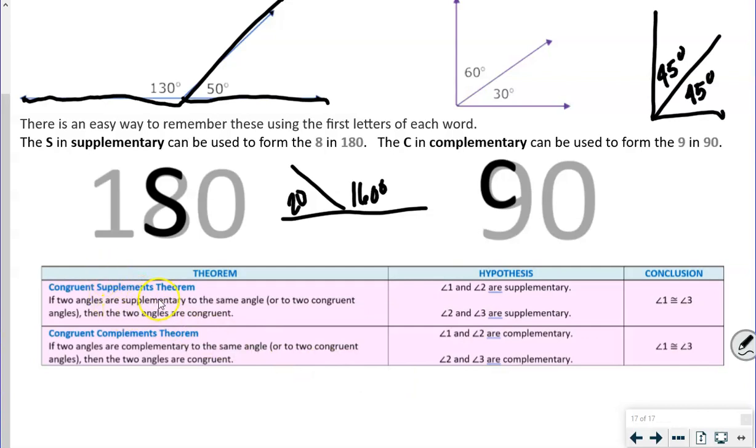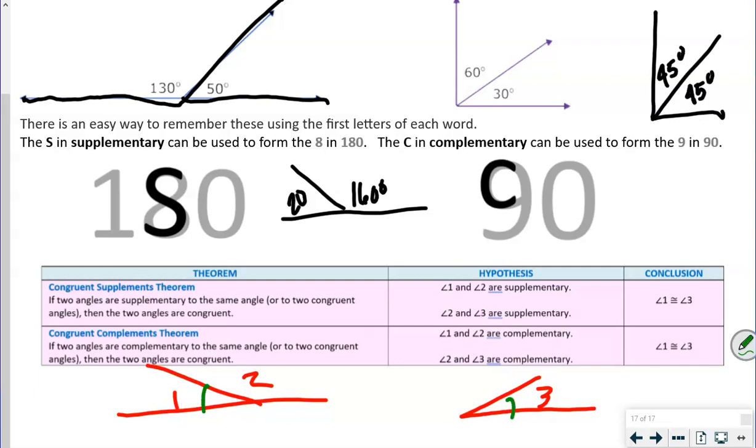So this one says congruent supplement theorem. So basically, this tells us if angle 1 and 2 are supplementary, then angle 2 and 3 are supplementary. And what that means is, if I had some angles like this, and this was 1 and this was 2, and I told you that I had another angle over here, angle 3, and I told you that angle 1 and 2 are supplementary, and 2 and 3 are supplementary, then I could say that angle 1 has to be congruent to angle 3. Y'all see that right there? They have to be.